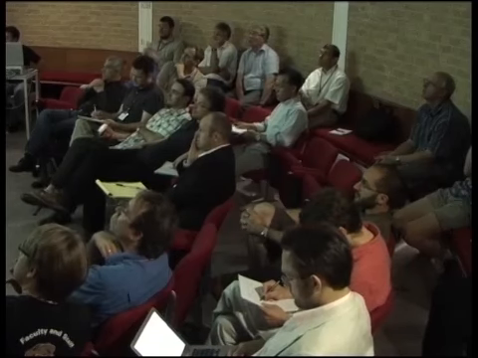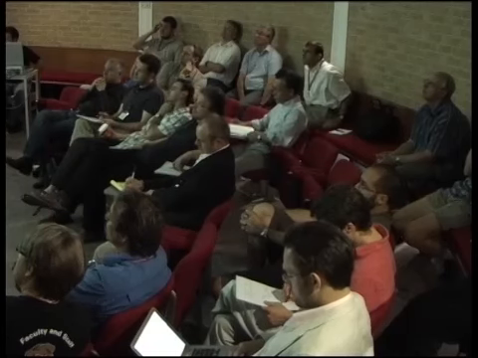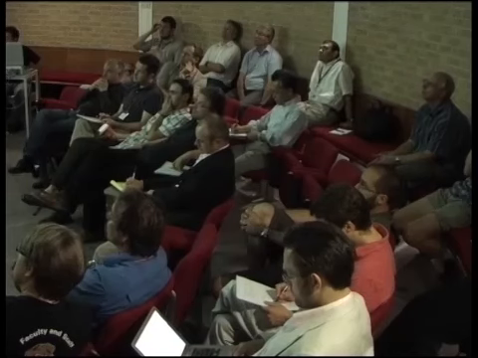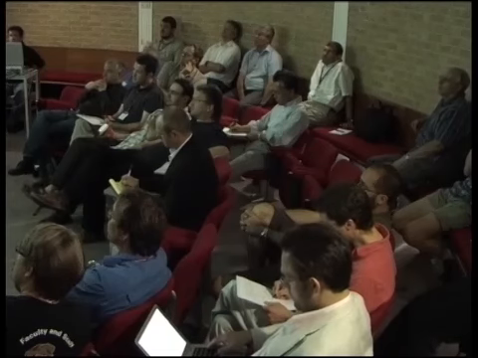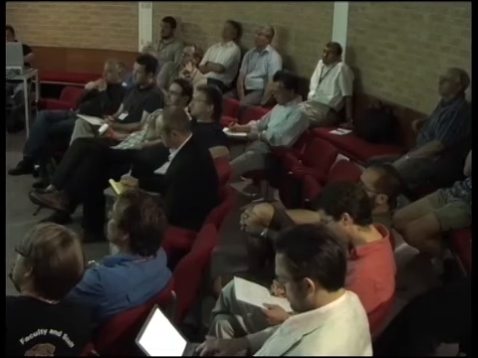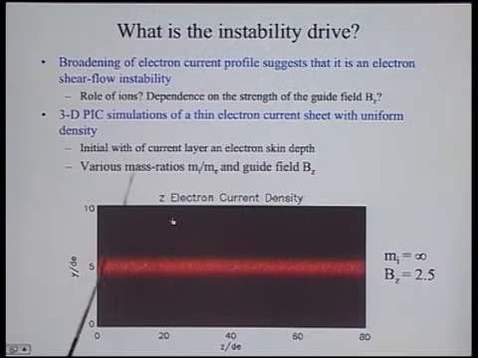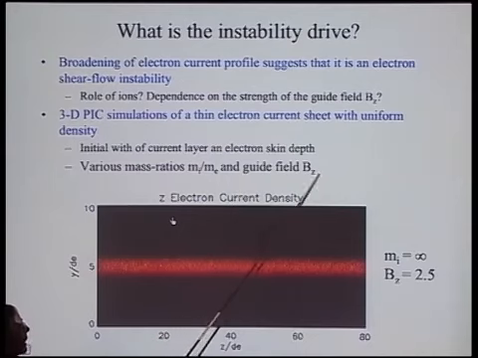Okay, so the fact that the current layer broadened suggests it's an electron shear flow instability. And then there's a lot of fundamental questions. What about the role of ions? What about the dependence on the strength of the guide field? So what we decided to do was a series of 3D PIC simulations of a thin electron current sheet, again with a uniform density, so there's no lower hybrid drift type stuff. And we took an initial current layer width of about an electron skin depth because that's sort of where we saw the onset in the reconnection simulation. And we've tried various mass ratios and guide fields Bz.